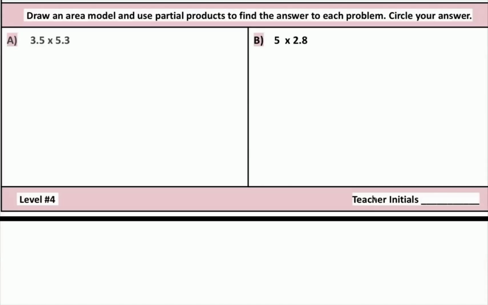Let's take a look at our examples at the bottom of page 1. It says draw an area model and use partial products to find the answer to each problem. Circle your answer. All right, so the first step in drawing an area model and solving with partial products is we need to estimate. So I'm going to zoom in on A.